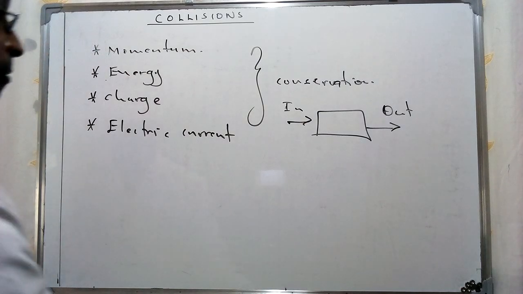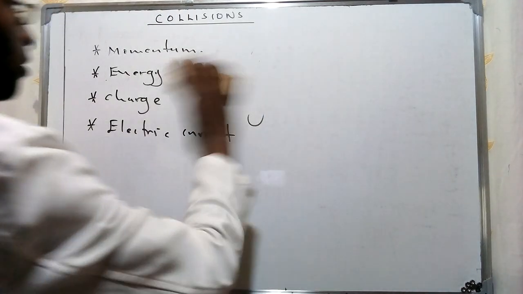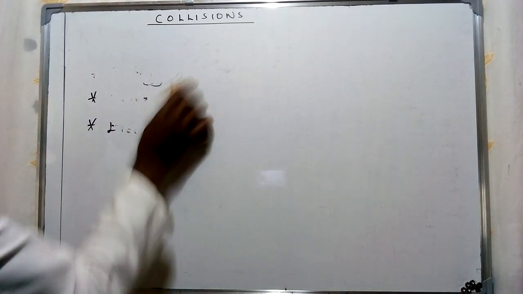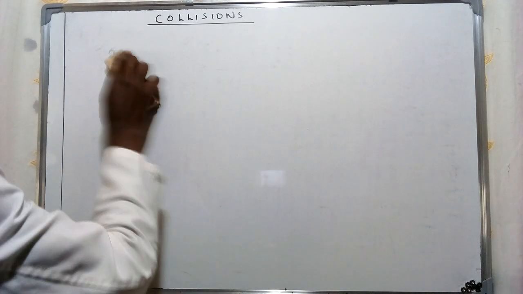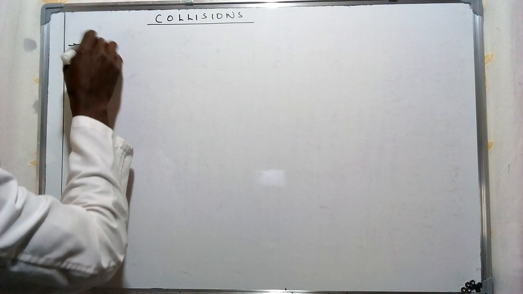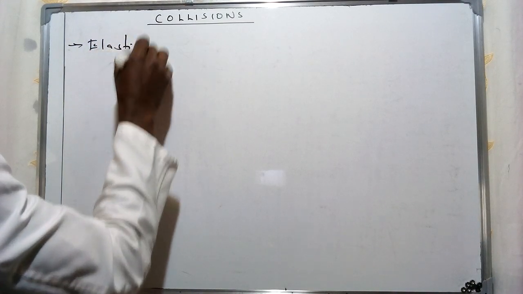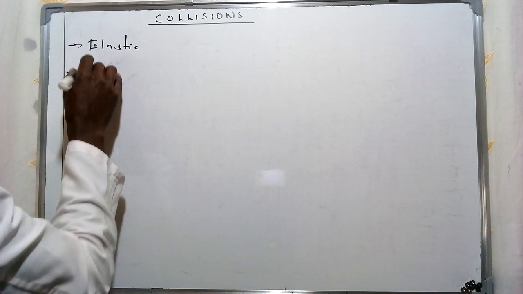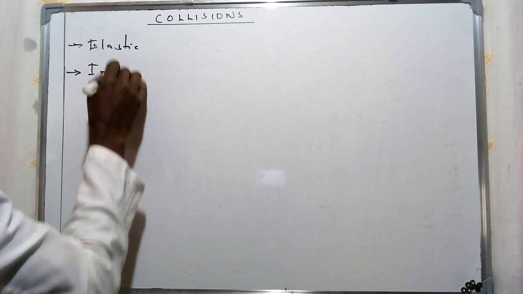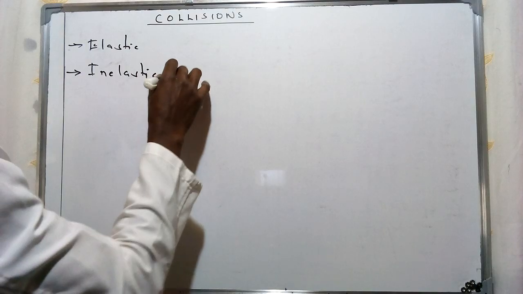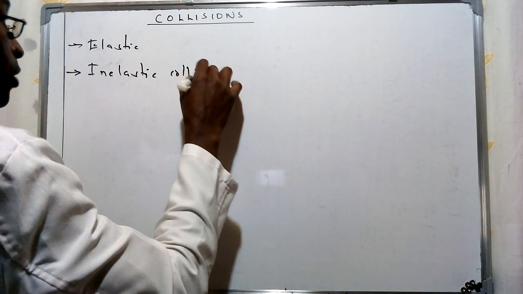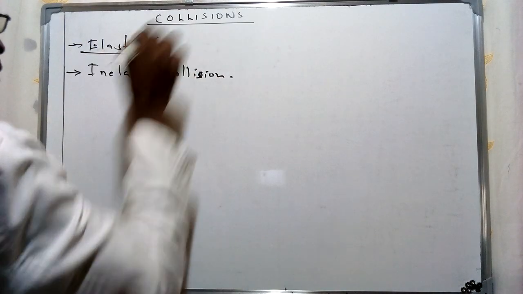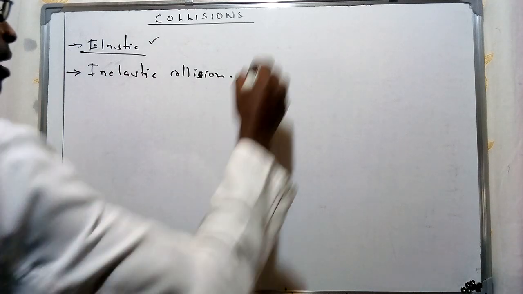Now I'm going to consider the masses of two specific objects, and we're going to see that these objects obey the law of conservation of momentum before and after a collision. In our previous discussion, I mentioned that we have two types of collisions, elastic and inelastic collision. In this discussion, I'm going to consider two objects which undergo elastic collision.